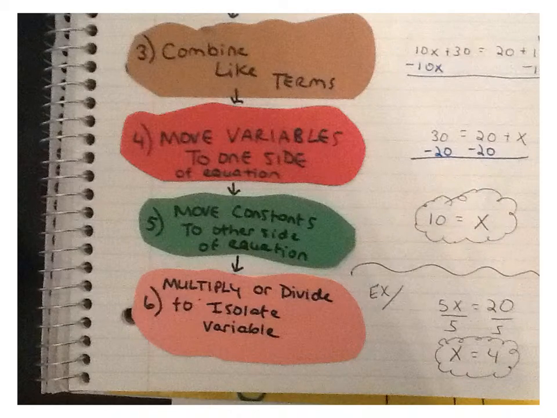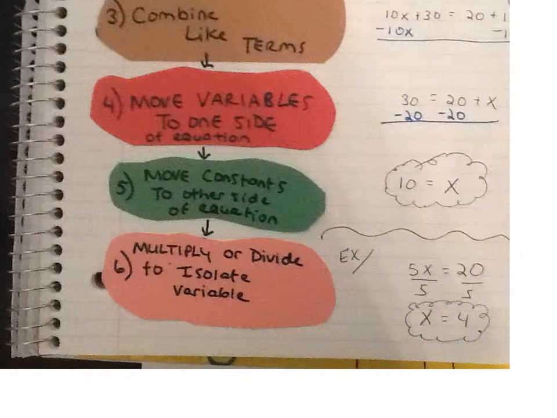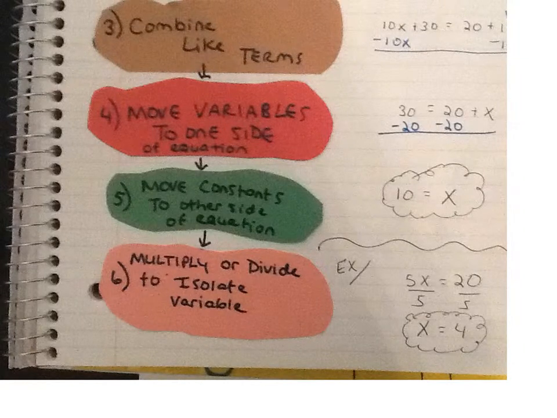Step number 4, move the variables to one side of the equation. Step number 5, move the constants to the other side of the equation. And the last step would be to multiply or divide to isolate the variable.